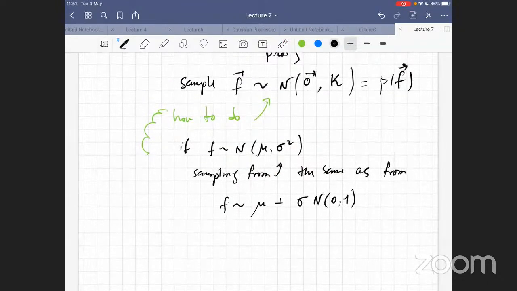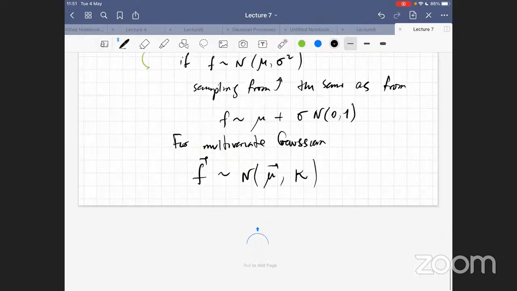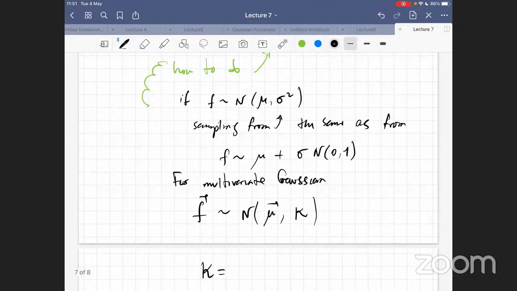So this is the idea for a single variable, but for a multivariate Gaussian, there's an analogous procedure. So imagine that I have a random vector following a multivariate Gaussian like this. Then the idea is to compute like the square root here. Here, this is the variance.